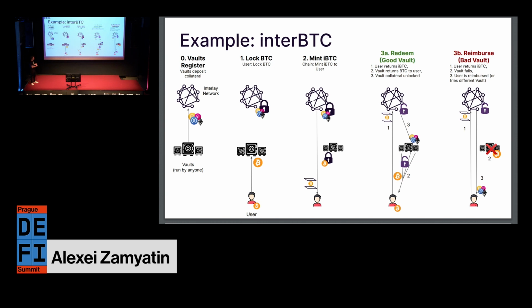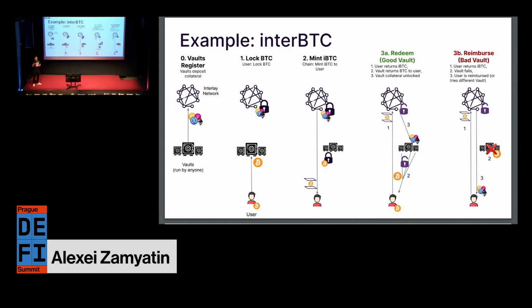So what do you do? Well, the first thing is you decentralize. This is an example of something that we built. You would allow anyone to become a so-called vault. So instead of one BitGo, you can have hundreds, thousands of people. Anyone in this room could become a bridge operator. But is that better now?